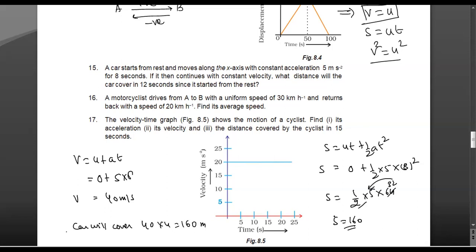So it has already covered 160 meters from 0 to 8 seconds, and from 8 to 12 seconds it has covered another 160 meters. So the total distance covered will be 320 meters. So the right answer for this will be 320 meter. Okay, got it, Hamna?